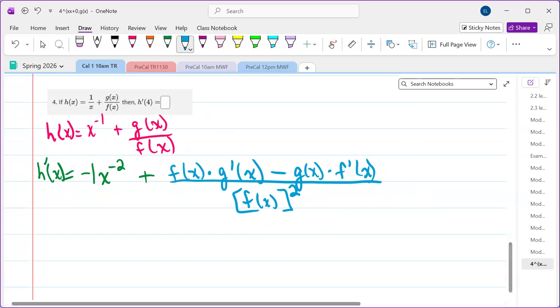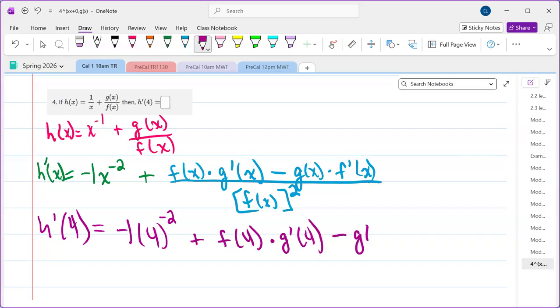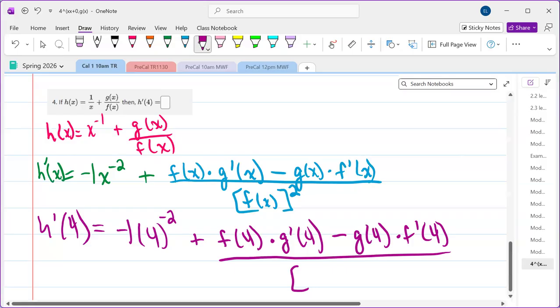Now we're going to fill in, we're doing h prime of 4. So everywhere there's an x, I'm going to write a 4. So I have negative 1 times 4 to the negative 2 plus f of 4 times g prime of 4 minus g of 4 times f prime of 4 all over f of 4 squared.